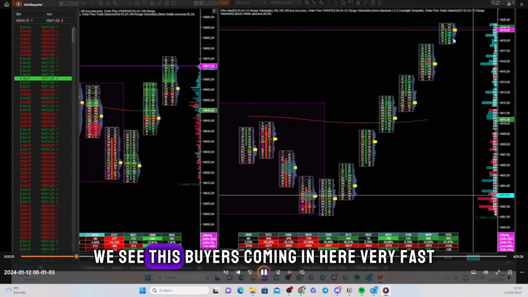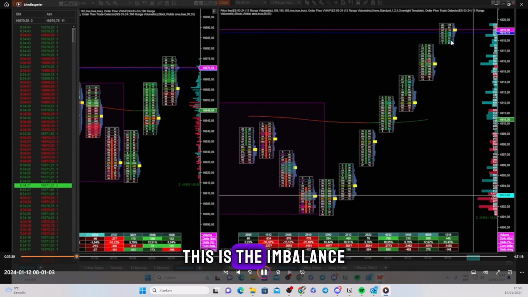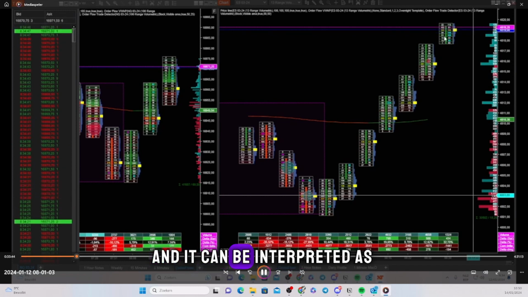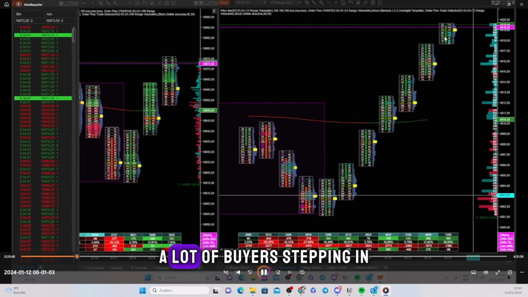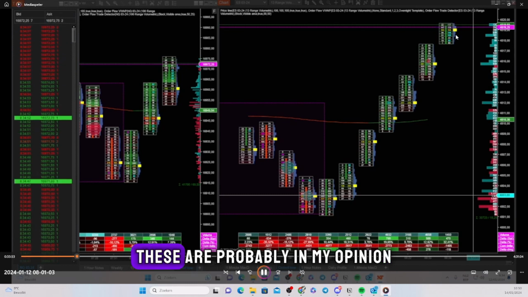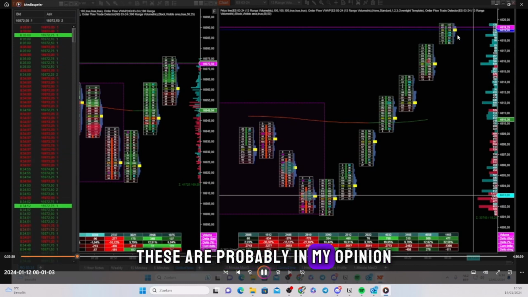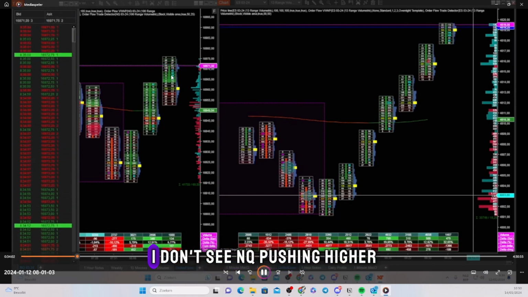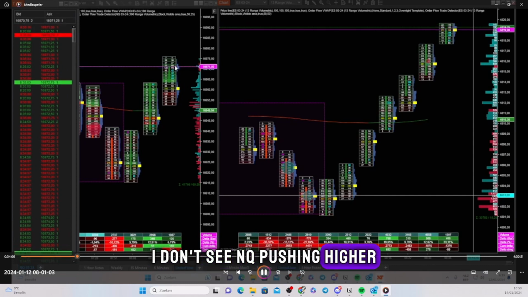We see these buyers coming in here very fast. This is what I told you, this is the imbalance. And it can be interpreted as a lot of buyers stepping in. These are probably, in my opinion, because this is what I see, I don't see NQ pushing higher.